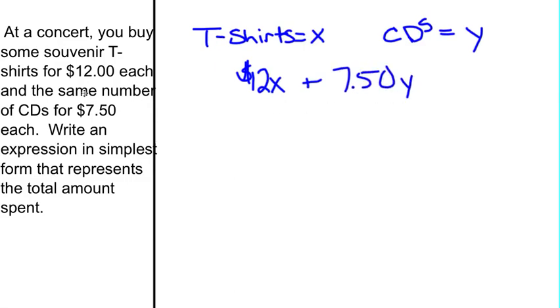However, they told me that I bought the same amount of each. Where did it say that? The same number of CDs. So that means I can use this variable for both of them because I bought the same number. So if X is 4, then X would be 4 here. And the reason they had us do this is they wanted us to combine it together to make 19.50X. So I bought 19.50 times however many of the products that I bought.